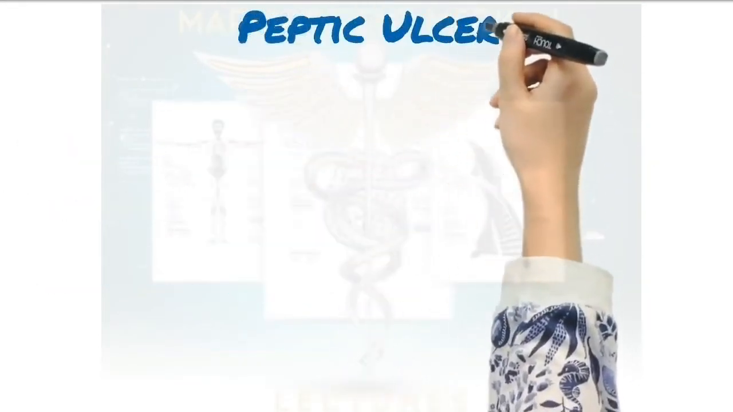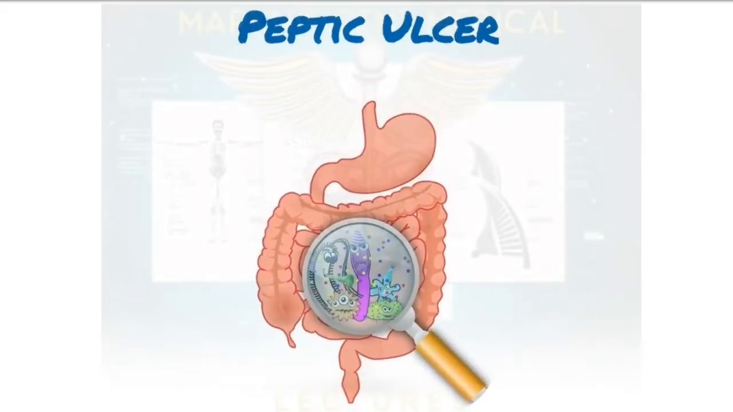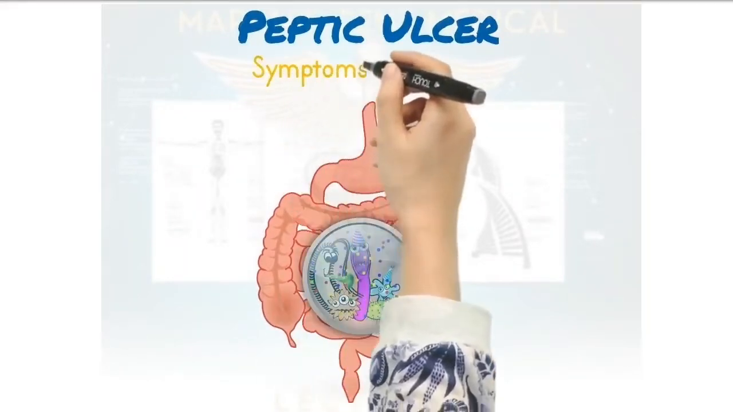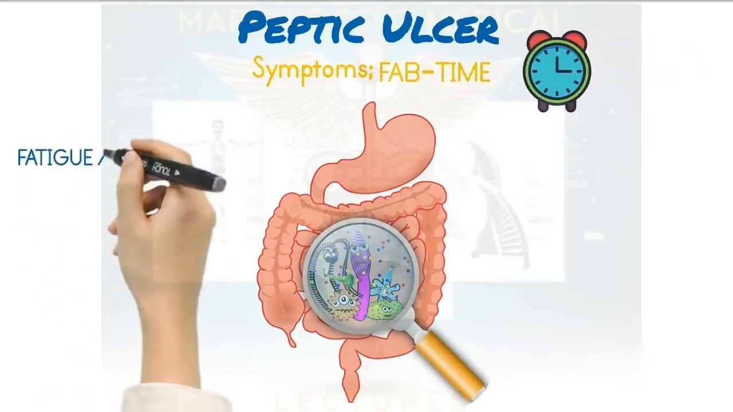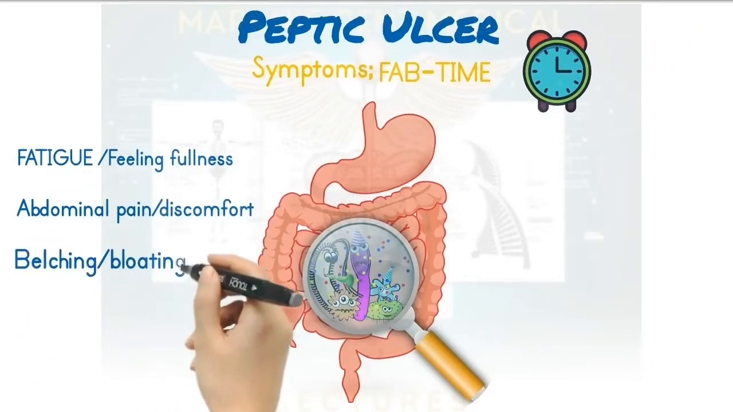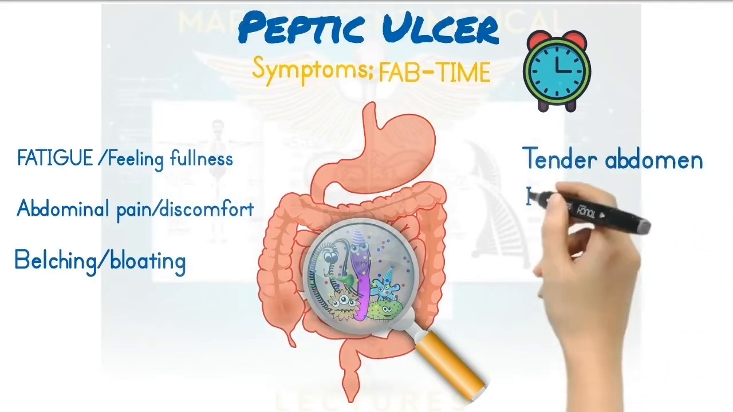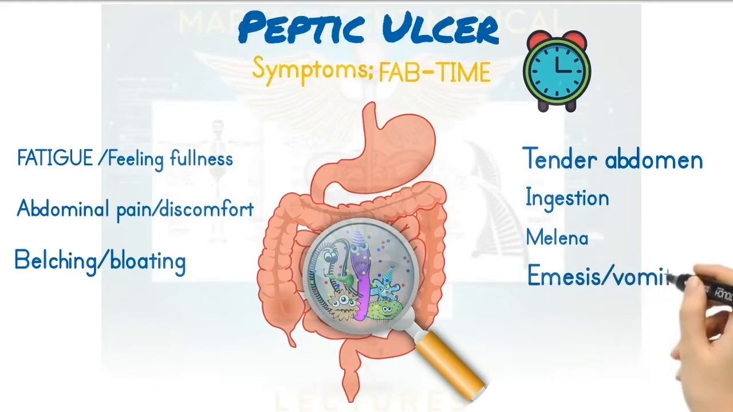Peptic ulcer. A peptic ulcer is a sore on the lining of the stomach, small intestine or esophagus. The patient presents with the following symptoms, remembered with the mnemonic, FAB time: fatigue and feeling fullness, abdominal pain and discomfort, belching and bloating, tender abdomen, ingestion, melena, and lastly, emesis or vomiting.